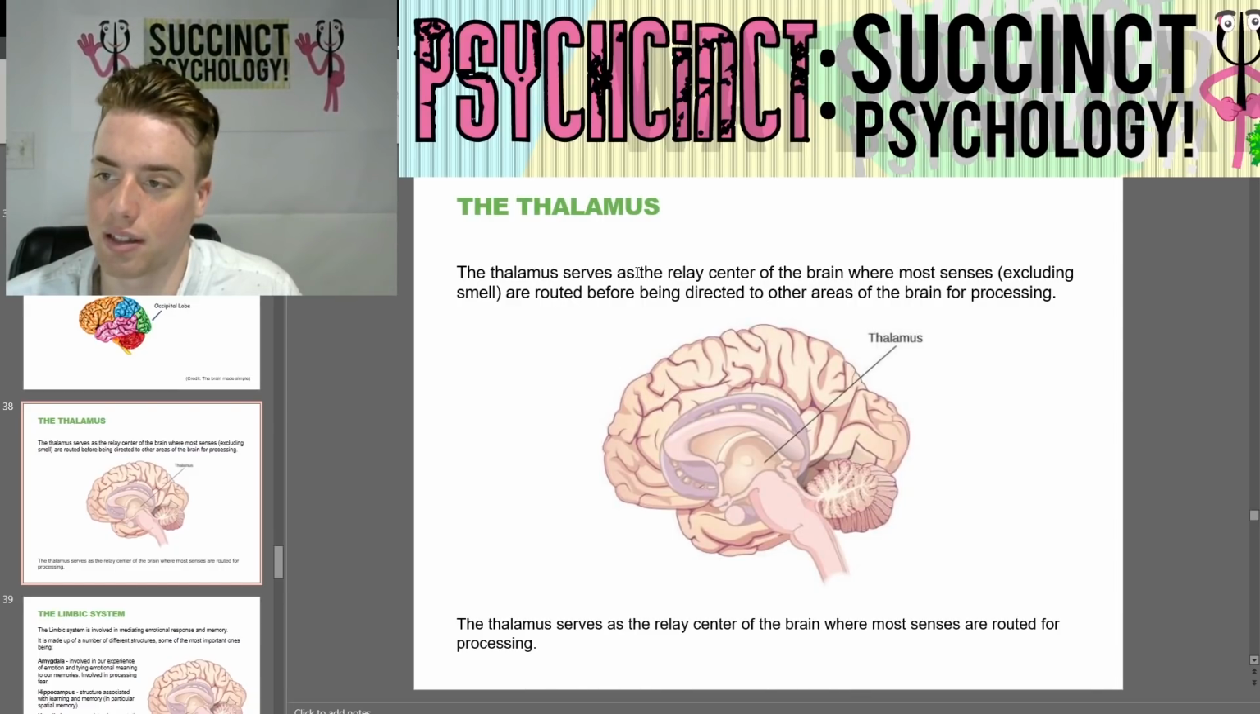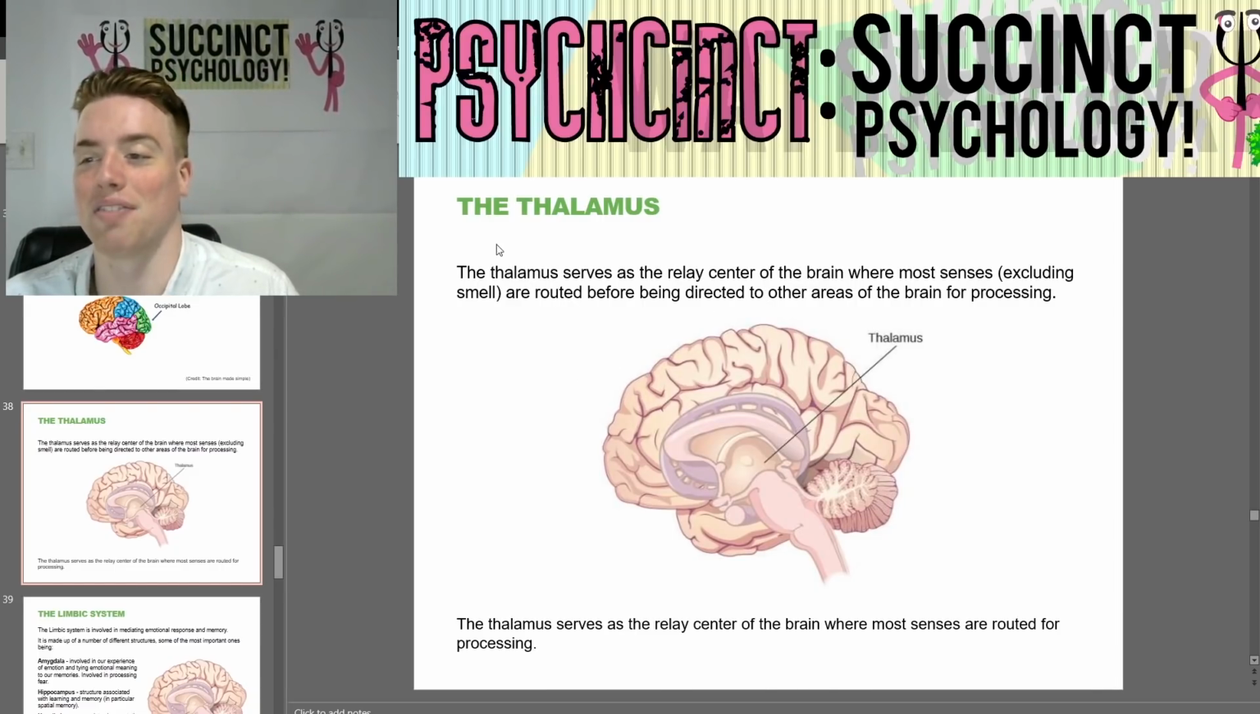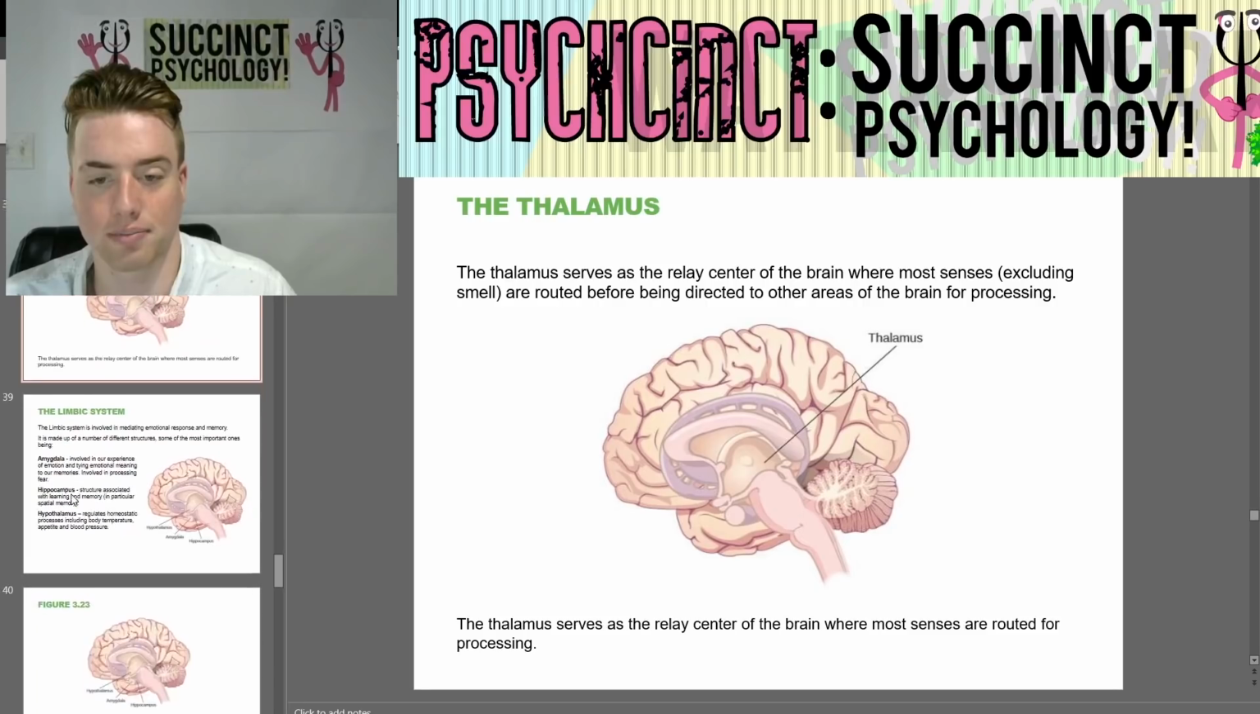Starting next, we have the thalamus. So the thalamus serves as the relay center of the brain where most senses, excluding smell, are routed before being directed to other areas of the brain for processing. So the thalamus serves as the relay center for the brain.